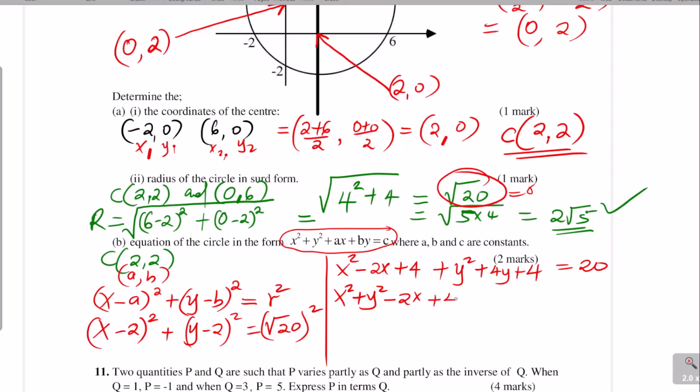minus 4y is equal to, all the constants will be taken to the other side. So you have 20, and we take the 4 and 4 to the right hand side, that is 8. We subtract 8 from 20 and we get 12. So that is now the equation in the required format, and that is how you're supposed to solve that question.